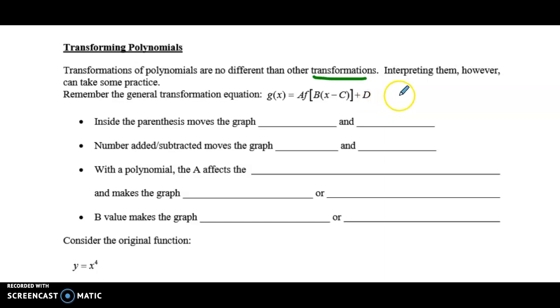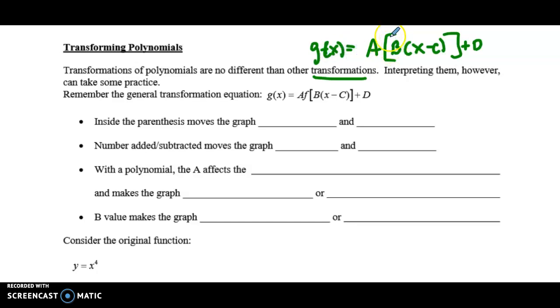So basically what this is saying is you have your a value. Okay, this bracket can be any sort of grouping symbol. It can make it x to the third, x squared, x to the fourth, whatever. So these transformations work for any type of polynomial. All right, so just keep that in mind. They work for any type of polynomial.